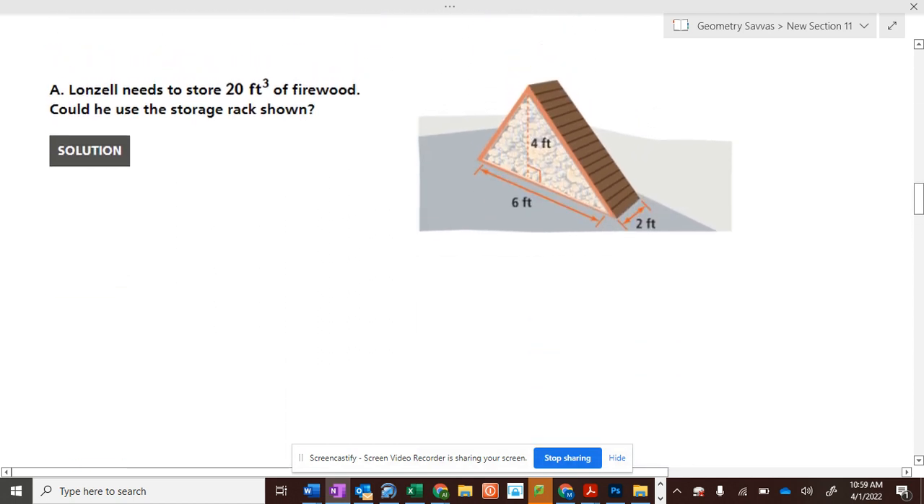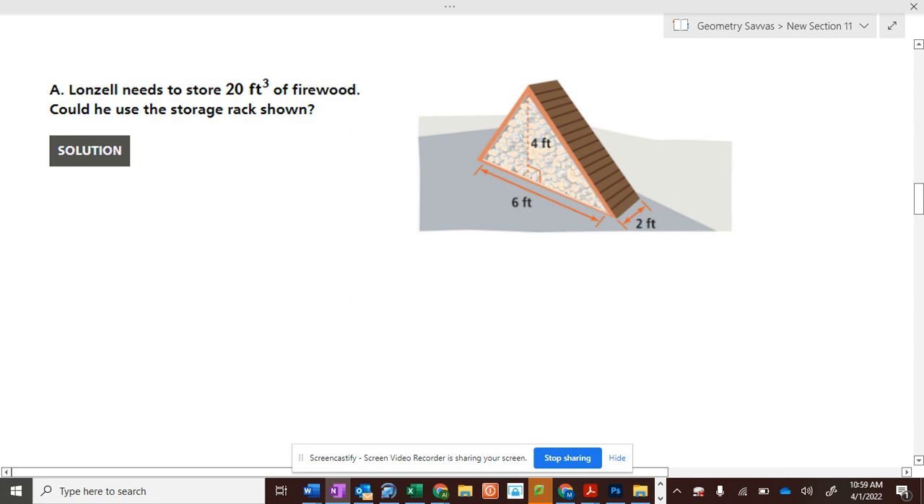Now, how much firewood can that guy fit in that triangular firewood shaped thing? Not too much. It's already in there, so you can just count it, one by one. All right, fun. So the volume of firewood in here.